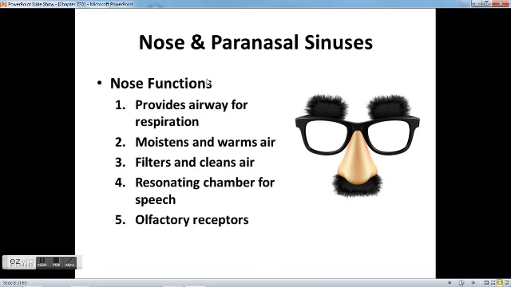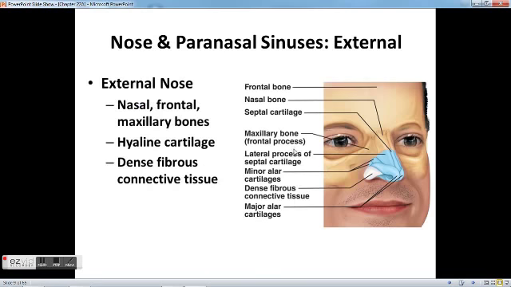It's really important for speech. If you've ever been sick and had a stuffy nose, you kind of sound funny, because your nose is plugged up and the sound can't resonate out of your nose the same way. And this is where our smellers are. Those olfactory receptors that allow us to differentiate different chemical odor stimuli are located in our nose.